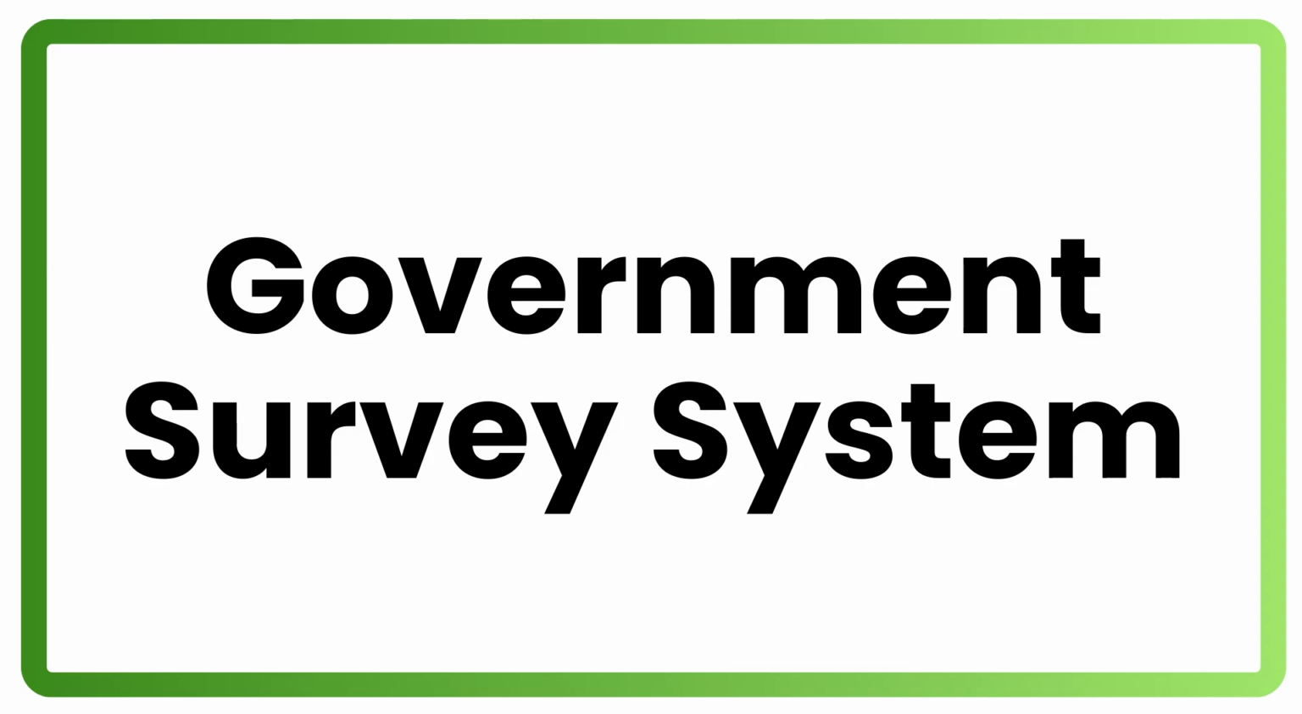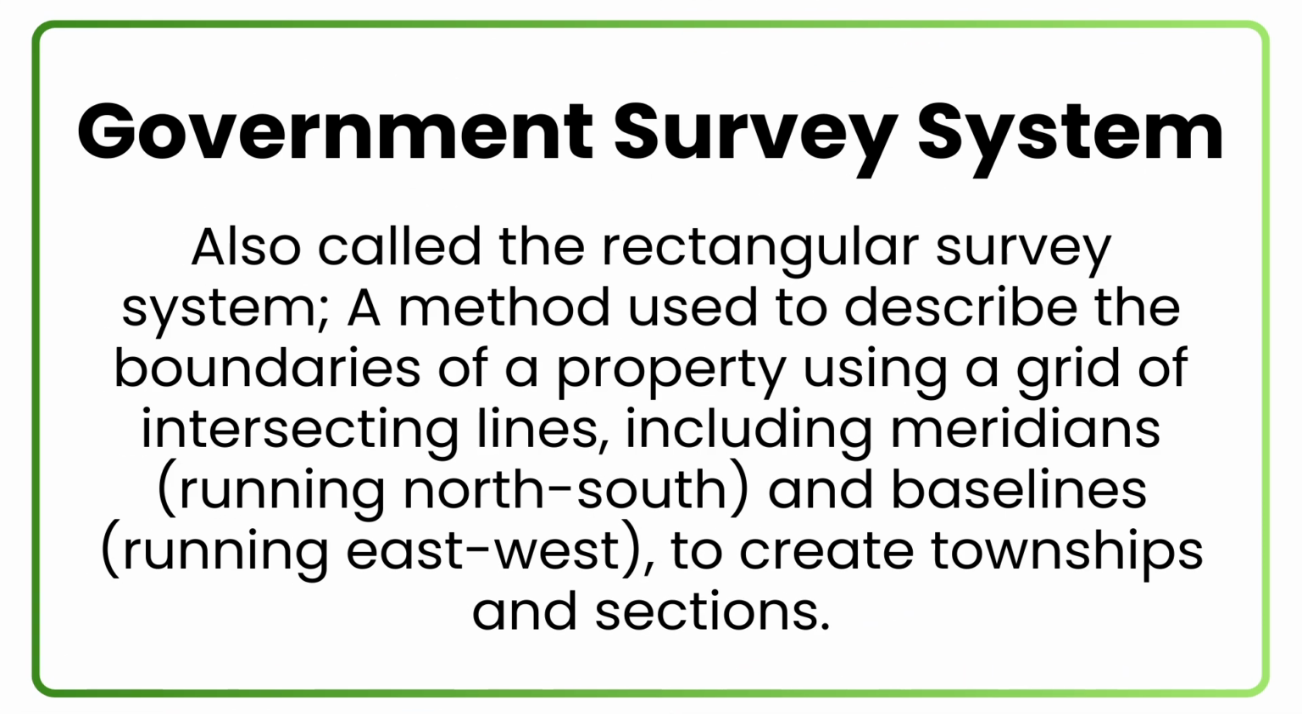Government survey system. The government survey system, also called the rectangular survey system, is a method to describe the boundaries of a property using a grid of intersecting lines, including meridians running north-south and baselines running east-west to create townships and sections.